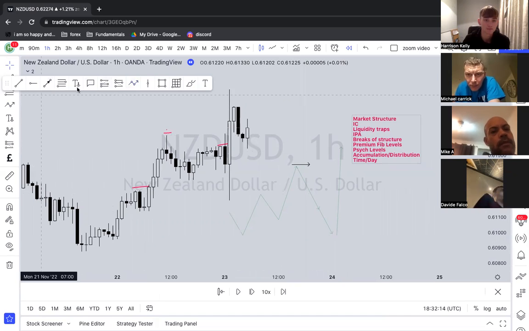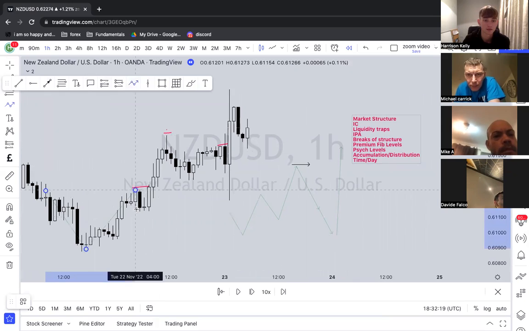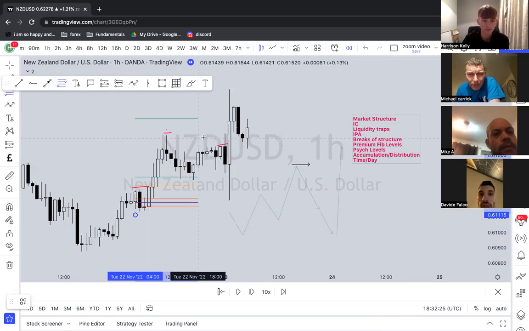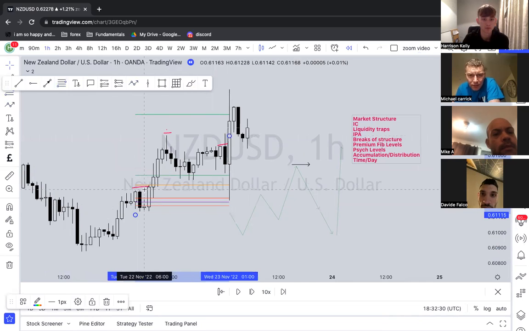So for me, the breaker structure, it's not very clear. It's at the blue line, isn't it? Roughly there. But for me, this is a definite trading range, because you can see how impulsive it brought this last high.